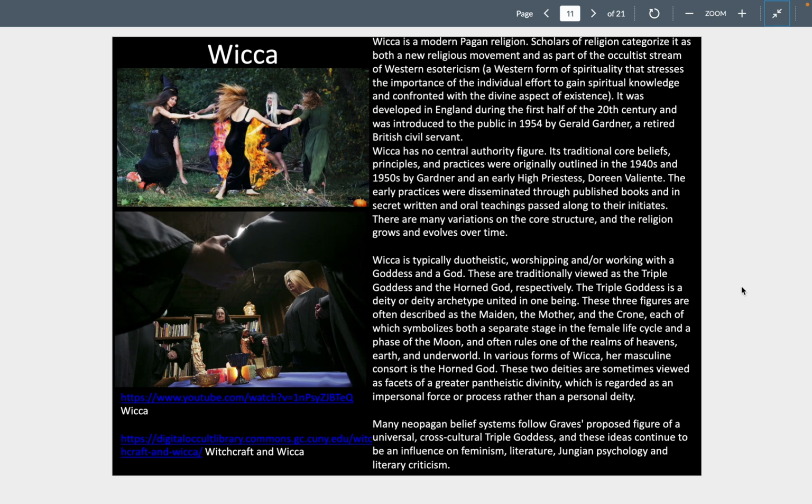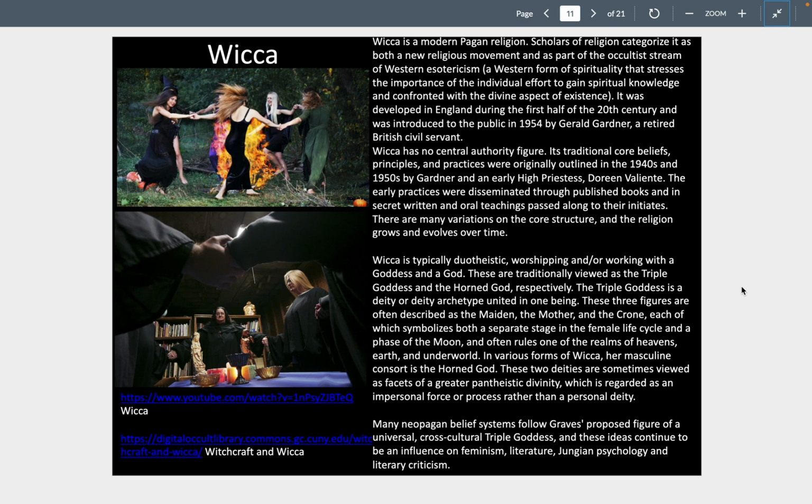Wicca developed in England in the first half of the 20th century, and was introduced to the public in 1954 by Gerald Gardner, a retired British civil servant. Wicca has no pope, no central authority figure. Its traditional core beliefs and principles were originally outlined in the 40s and 50s by Gardner and his early high priestess, Doreen Valiente. The early practices were disseminated through publishing books and in secret written and oral teachings passed along to initiates. There are many variations on the core structure, and the religion continues to grow and evolve today.